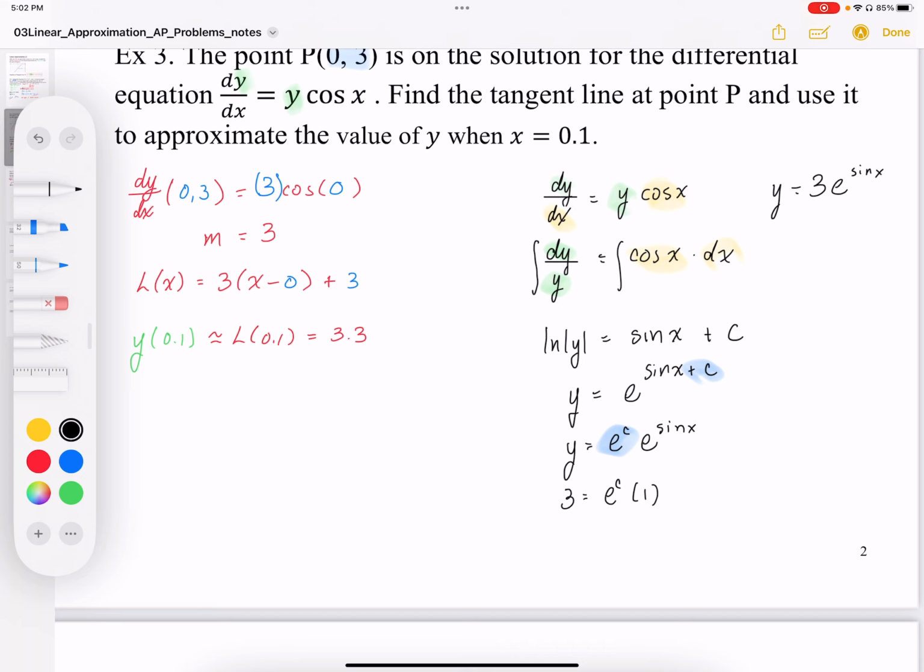And then we can test our coordinate. We can check the coordinate on y. We can plug in x equals 0.1 in this equation, 3e to the power sine x, or in this case sine 0.1, and we get a value of 3.3149. I'm going to round that to 3.315, and we can see that the approximation in red of 3.3 is close to the actual value of 3.315.